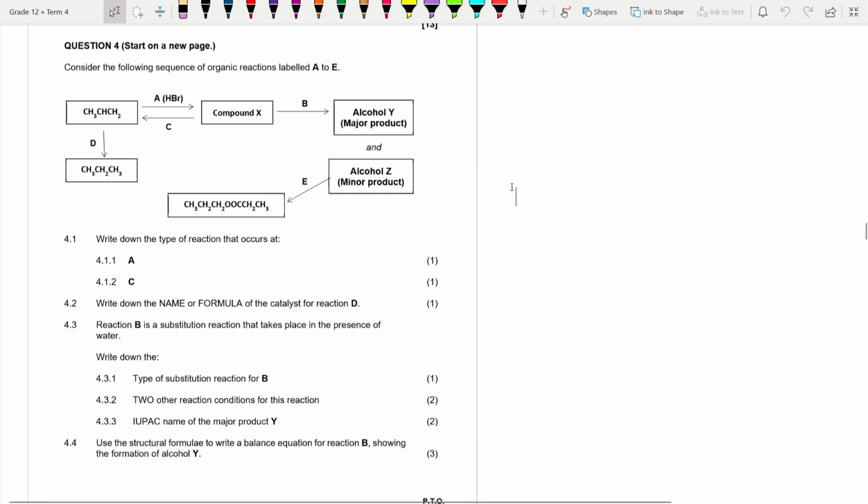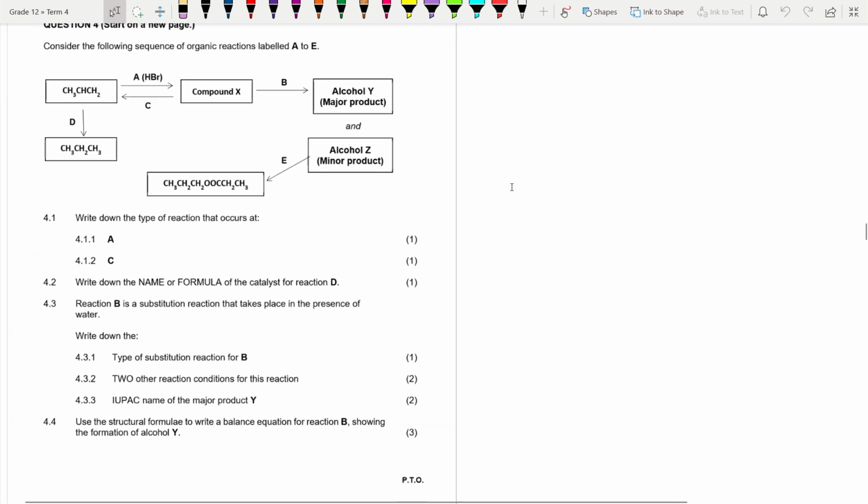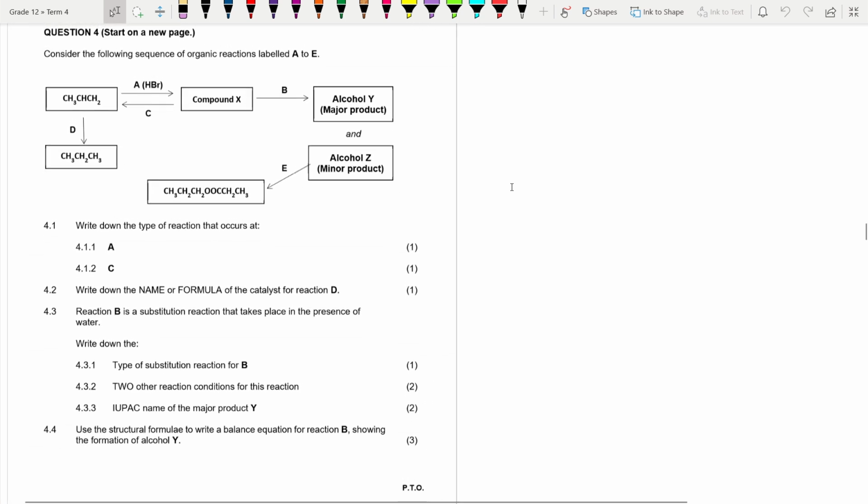So this question says, consider the following sequence of organic reactions labeled A to E. It seems like we start at reaction A, but we can start anywhere. But this one that I'll highlight looks to be the initial point because we have an arrow flowing down here to D, and then another arrow flowing up to compound X here. We'll look at that as we go, and I'll give you tips on how to approach this kind of question.